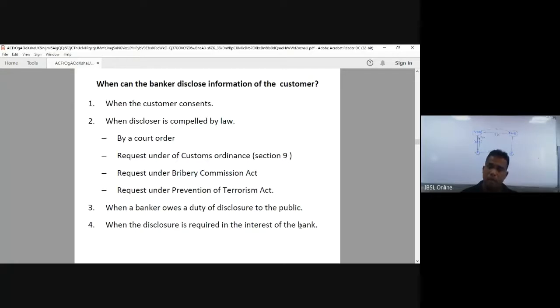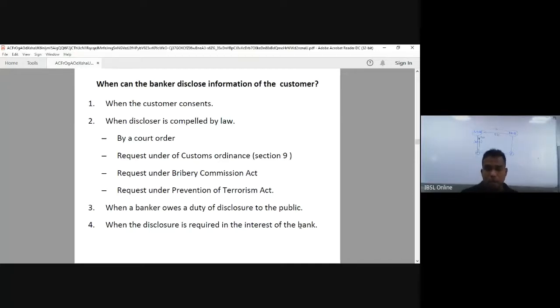So the public or depositors will go to courts and get an order. Then, according to the order, they can act on the properties of the company. So that is number three. Number four, when the disclosure is required in the interest of the bank.